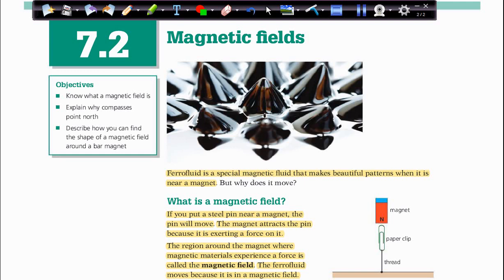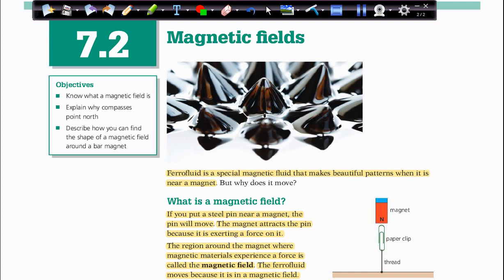Today we will talk about the magnetic field. So what is this magnetic field? We mentioned earlier the force of a magnet. We cannot see it, but we can see the effect of the magnetic force. So around a bar magnet, there is a field that experiences a magnetic force. So open your books on page 138 and follow me.